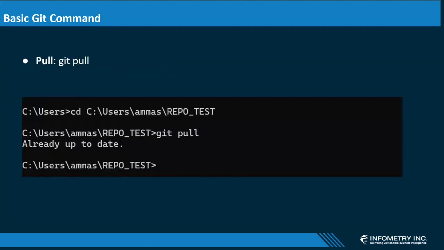Next, let's go over the git pull command. This command helps you to stay up to date with changes made by others in the remote repository. The git pull command is used to fetch the latest changes from the remote repository and then merge those changes into your current branch. It's a quick way to ensure that your local copy is synchronized with the remote repository.